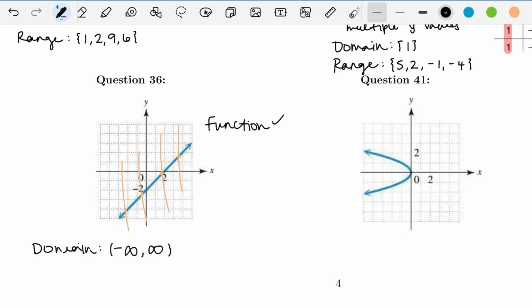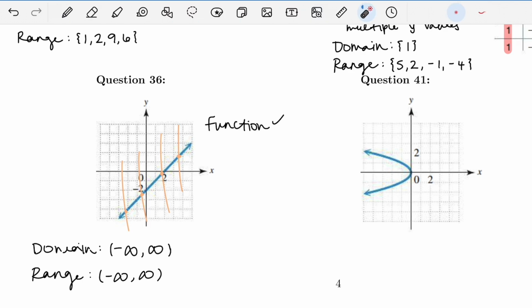Similarly, our range is also going to be negative infinity to positive infinity, and another way to say this is all real numbers. So this represents all real numbers. Now, by the same reasoning, we are going to get all of these y values and all of these y values down here, so that's why our range is also negative infinity to positive infinity.